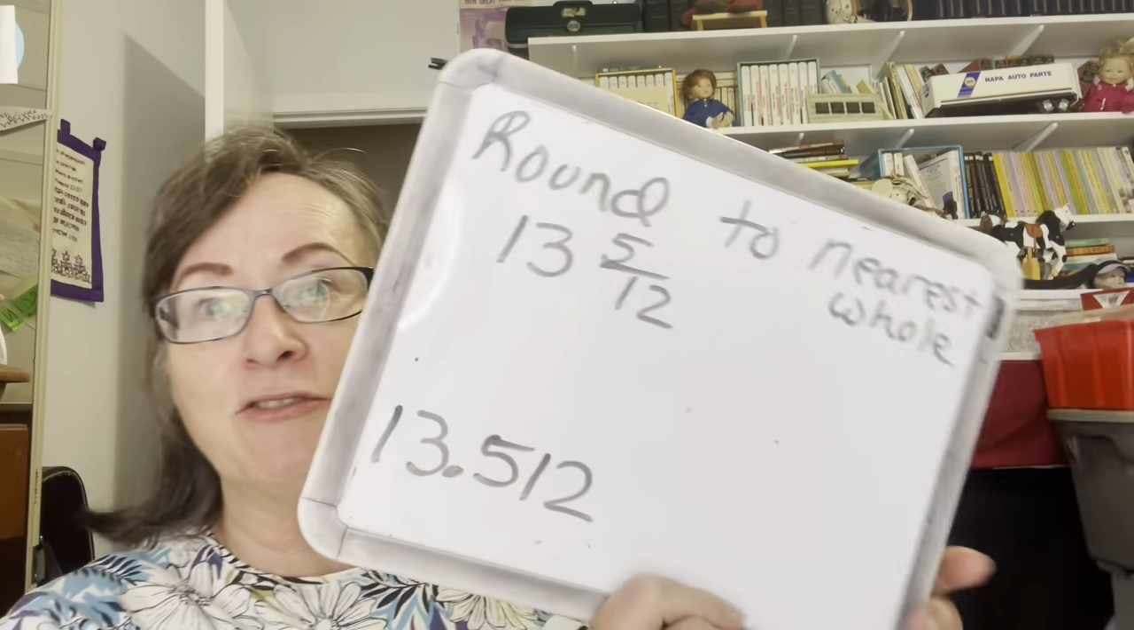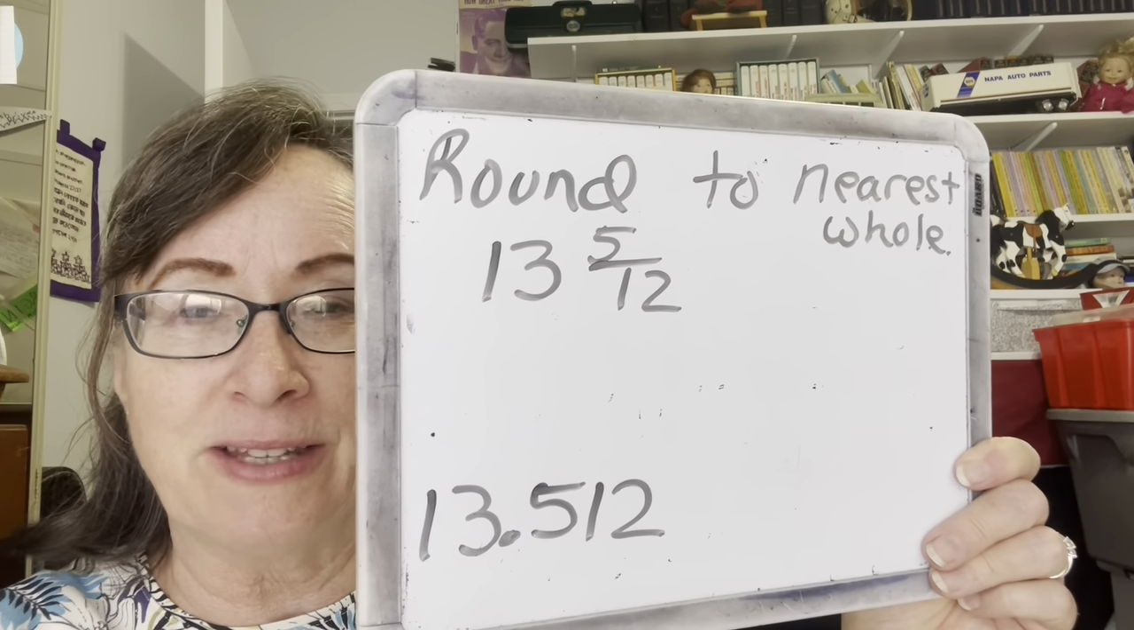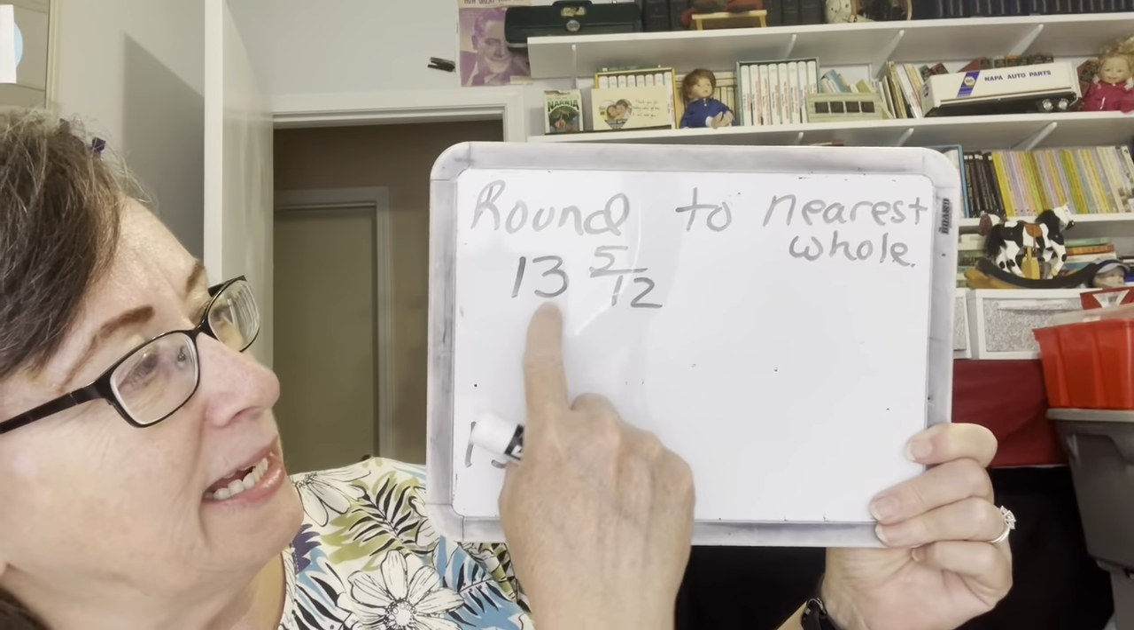Okay, so now we have 2 numbers in the next example that we're going to round to the nearest whole number. We have 13 and 5/12. So the key is, is 5/12 greater than or less than a half? Well, a half would be 6/12. So 5/12 is less than a half, so we're going to round down. So the answer to the first one is just 13.